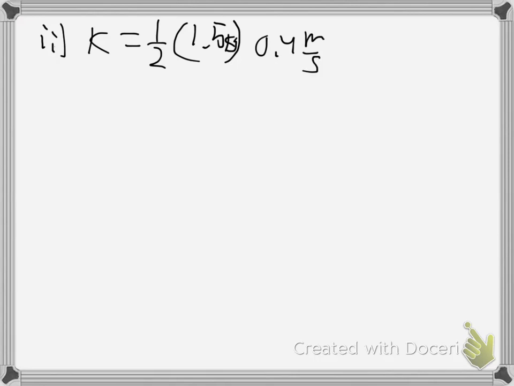Now this is still part 2. The kinetic energy is 1/2, and then this is the mass of them added together, because that's what's moving, and then the velocity, which is 0.4 meters per second squared. And this equals 0.12.